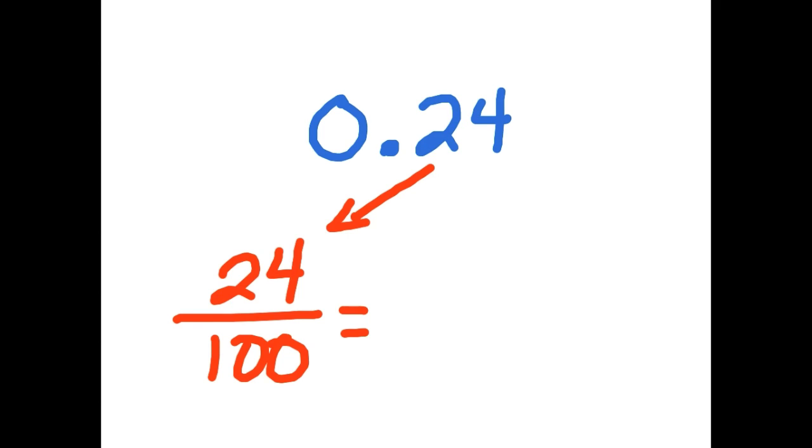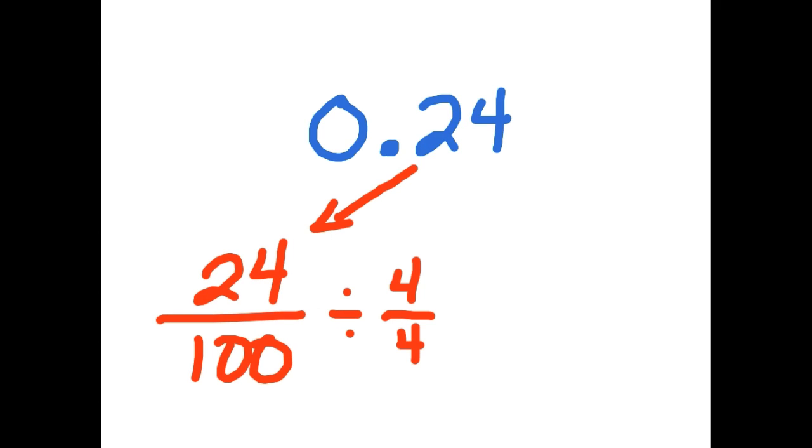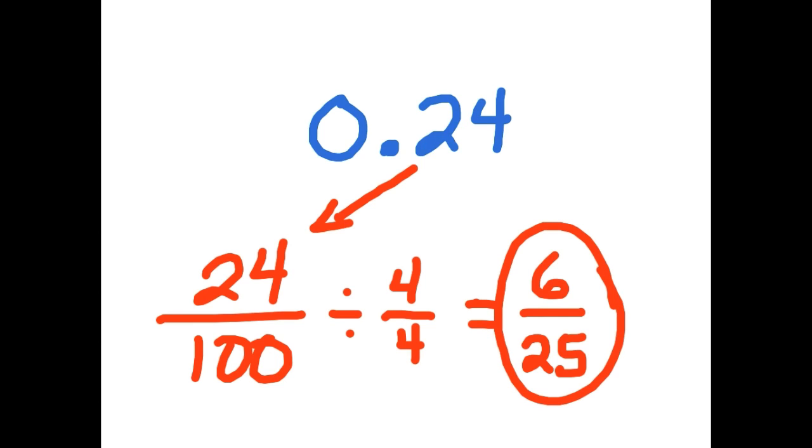For 24 and 100, they both have common factors of 2, but they also have common factors of 4. So when I divide both the numerator and denominator by 4, I'm going to get the numerator as 6 and the denominator will be 25. 25 only has a factor of 5 and 25 in itself, so 6/25 is going to be our simplest form for our fraction.